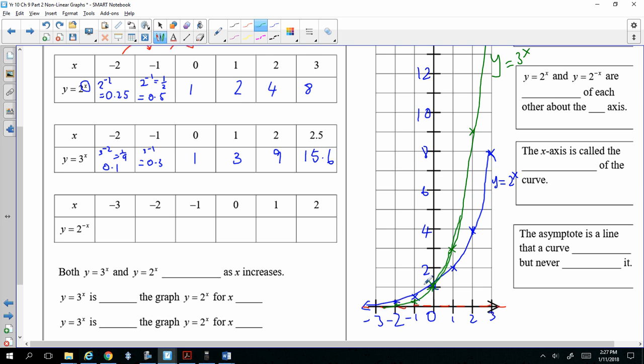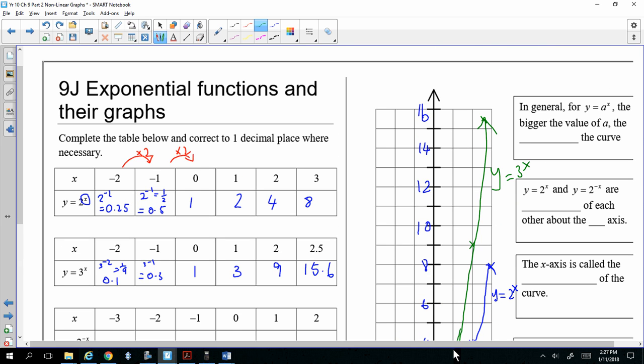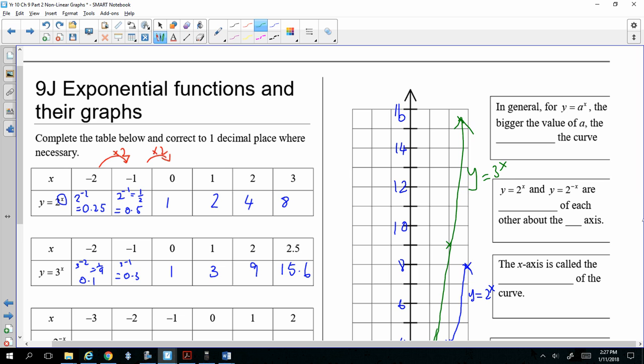So we can observe the following. In general, for a to the power x, the bigger the value of a, the steeper the curve. Okay, all right. And then we're going to look at the next one.